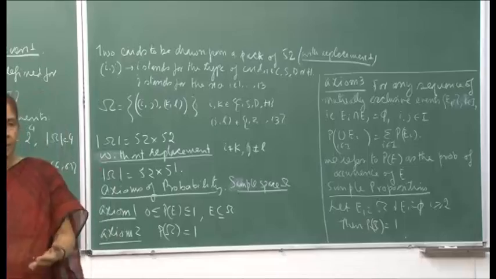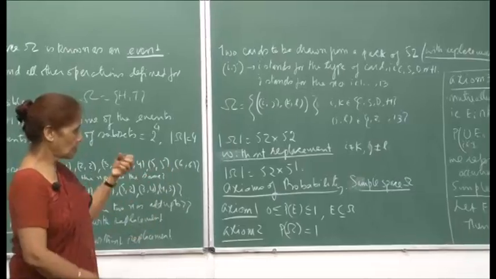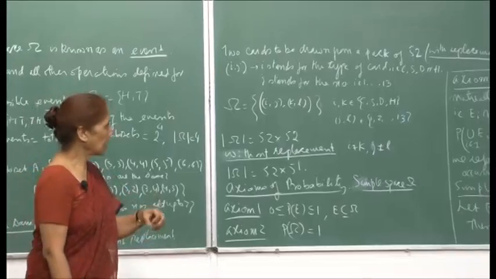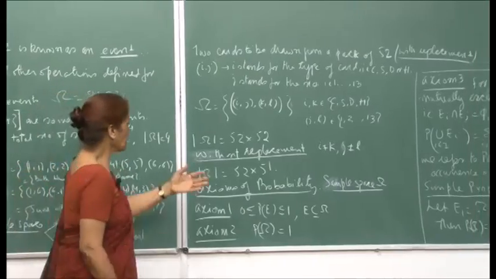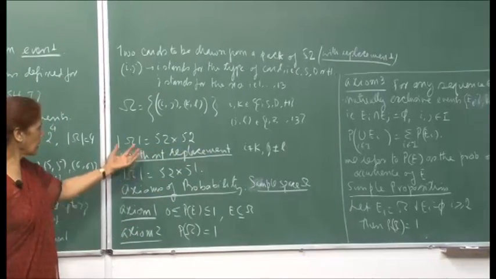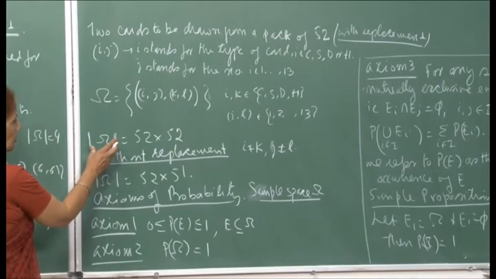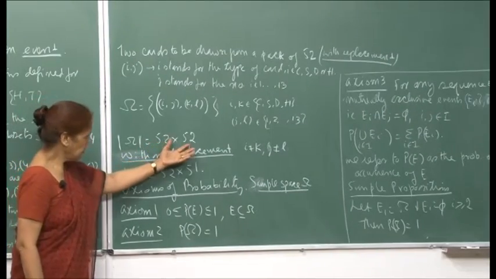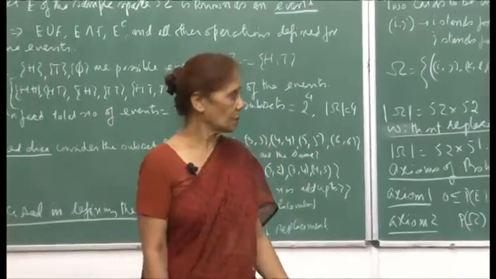Essentially, the way you can describe the experiment is that the first draw of the card can be any of the 52 cards, and since you have replaced it in the pack, your choice in the second draw is again from among the 52 cards in the pack. Therefore, the total number of outcomes is 52 into 52. This denotes the cardinality of a set, which means the total number of elements in the set. So here the sample space will consist of 52 into 52 such pairs, indicating which cards you have got.